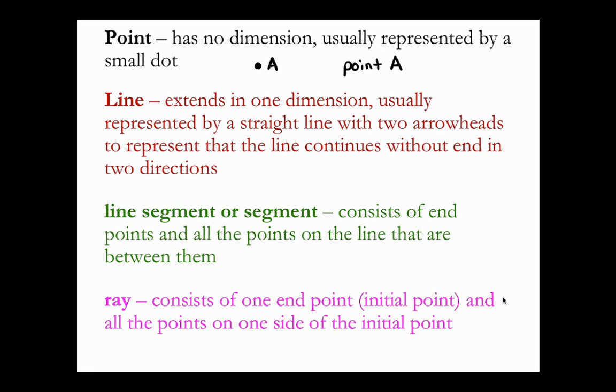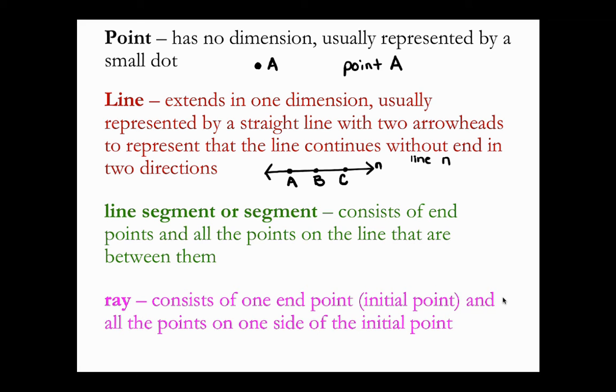Most of you already know what a line is. It extends in one direction, usually represented by a straight line with two arrowheads. And this indicates that it keeps going forever in both directions. Now, there are multiple ways to name a line. So there can be infinitely many points on the line. Sometimes you'll see a lowercase or other letter at the end of a line. So we could call this line and then the lowercase letter at the end. So this is line N.